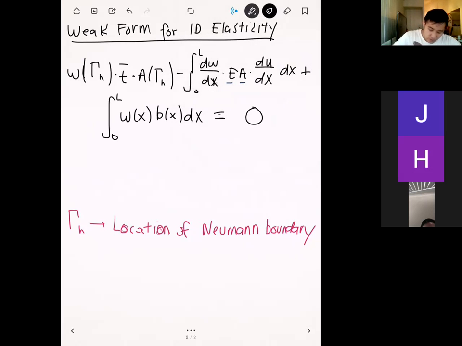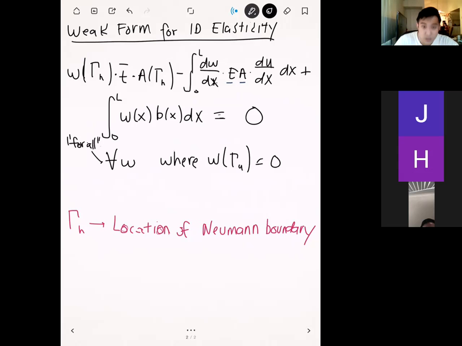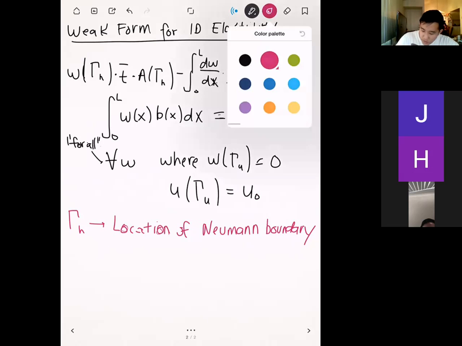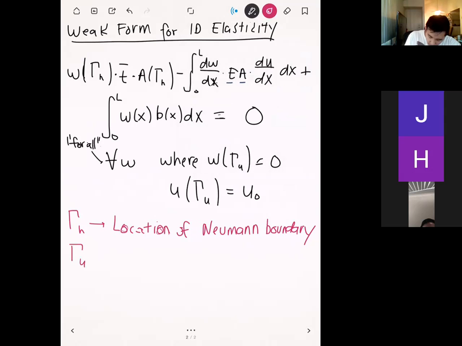Okay. And so the other thing that was part of our weak form was our requirements on our weighting function. Remember the way that we described this was to say that this form holds for all W. Remember, this symbol right here stands for "for all." For all W where W at Gamma_u is equal to 0, and also u at Gamma_u is equal to u naught. Again, I'm using this gamma notation to denote the boundary. In this case, Gamma_u is going to be the location of the Dirichlet boundary.